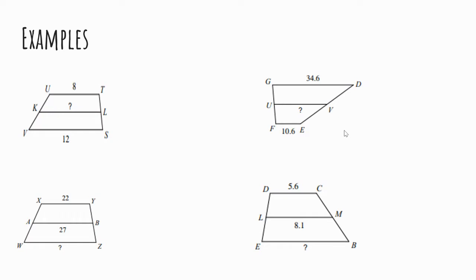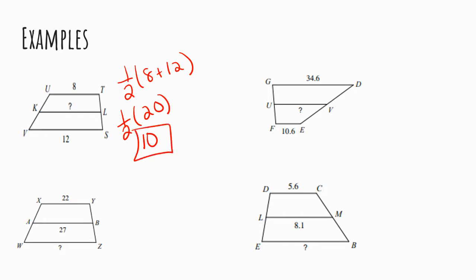So that's what our formula looks like. Okay, so let's look at some examples here. In my first example, I'm given 2 bases, so I just want to do 1/2 of 8 plus 12. 8 plus 12 is 20. So the midsegment is equal to 10. Now, the other way you can think about this is your midsegment is just the number that's in between 8 and 12. 10 is smack dab in the middle of 8 and 12.